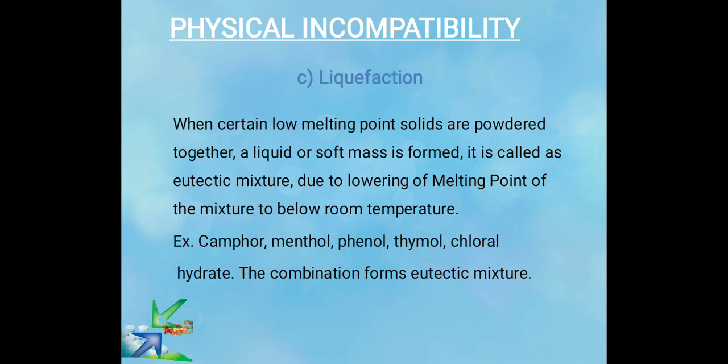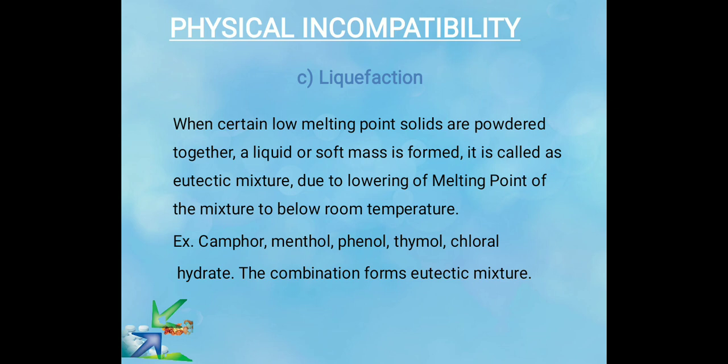The third type of physical incompatibility is observed because of liquefaction. In this type, when certain low melting point solids are mixed together, a liquid or soft mass is formed that is called a eutectic mixture. Now this eutectic mixture is formed because of lowering of the melting point of the mixture below room temperature. Some examples of such eutectic mixtures are camphor and menthol, phenol, thymol, chloral hydrate.